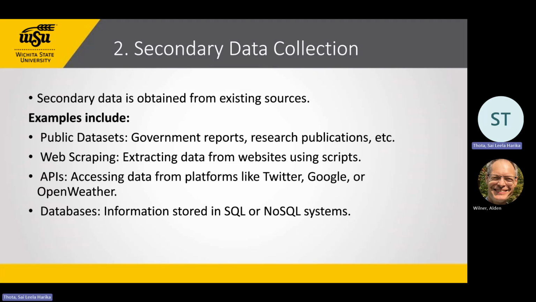What are some examples of secondary data collection? Public data sets, and web scraping, which we discussed in the previous class. If you want to collect the data from websites, we will do web scraping. And APIs: we give requests to the servers, and with the help of APIs, we can collect the data. And databases. Those come under secondary data collection.